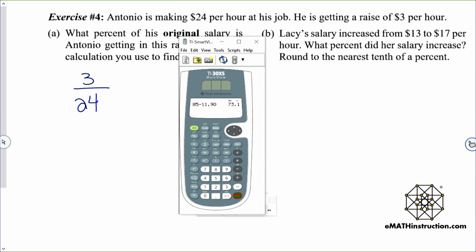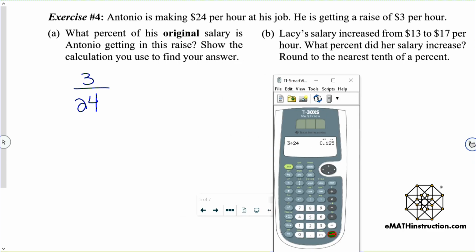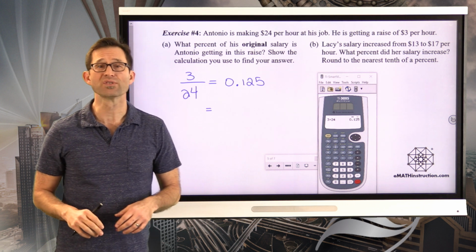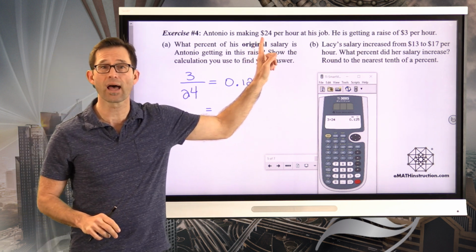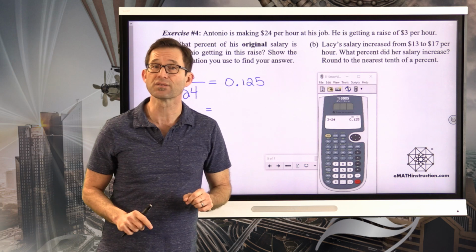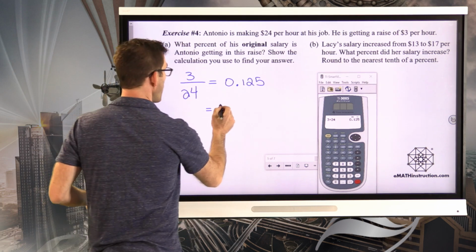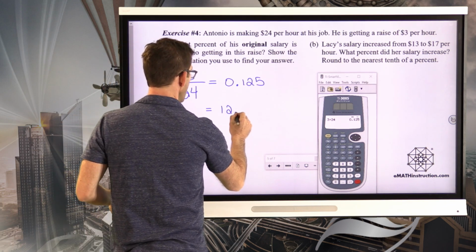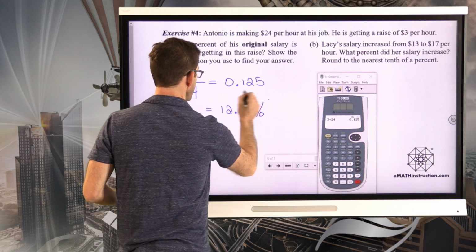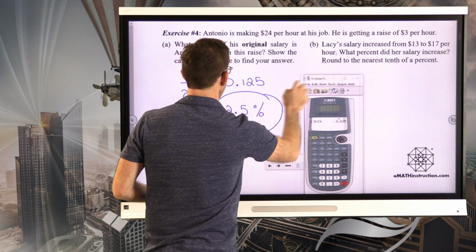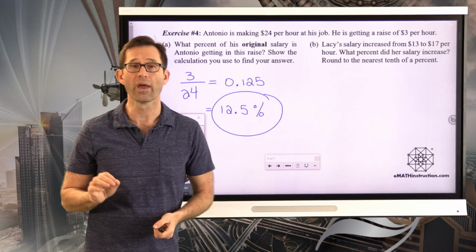All right, now let's do what we've done in previous lessons. Let's do 3 divided by 24, and we're going to get 0.125. All right, so this fraction and this decimal represent the portion of the original salary that the raise represents. As a percent then, that would be 12.5%. So Antonio got a 12.5% raise.